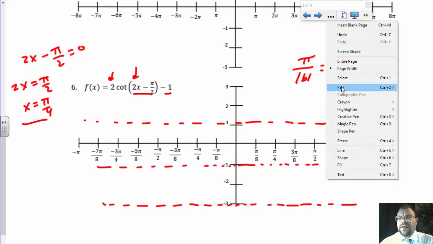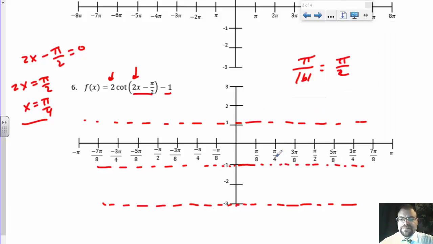So find pi over 4 on your graph. Make sure you see it, and that will be the location of your asymptote. Now the distance here is pi over 2 for the period, which for me is 1, 2, 3, 4 spaces. That's pi over 2 because I can count them. But I believe on your paper it'll only be 2, so only go 2 spaces on your paper. Mine it's 4.